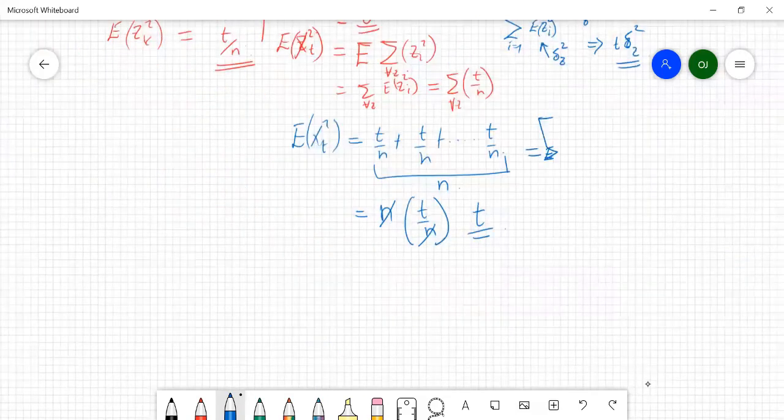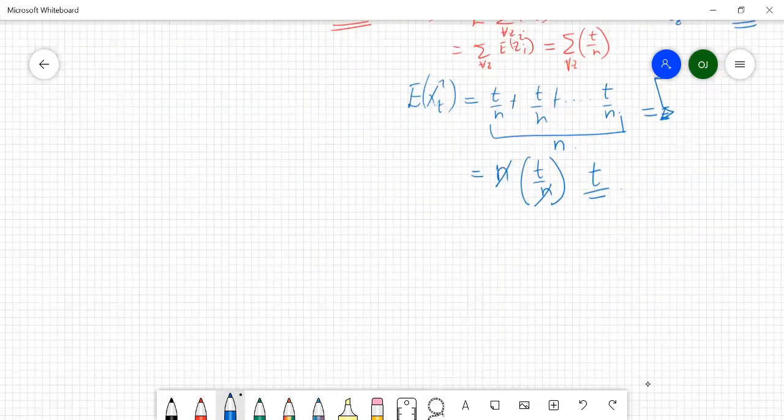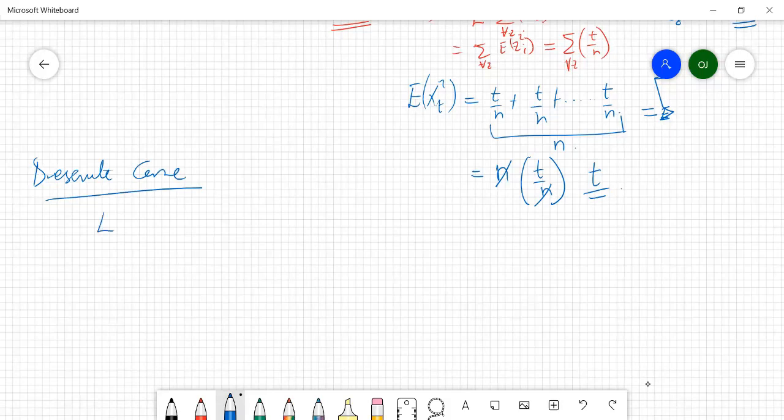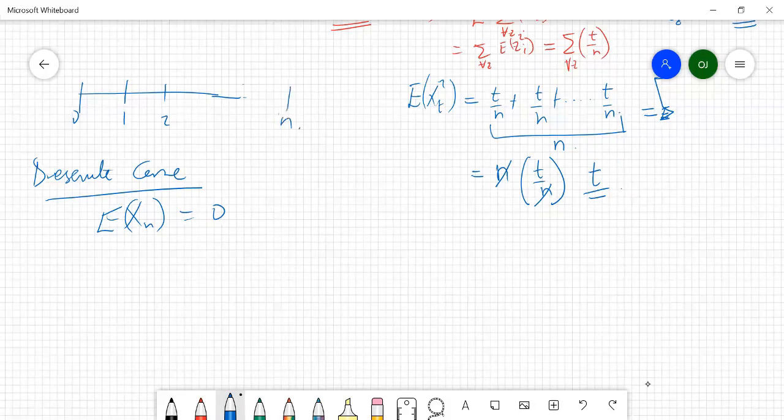Yes, doctor. So that means for this discrete case, the expected value of xn is equal to 0. Of course, when we have our time 0, 1, 2, up to n, for example, then the expected value of xn squared was given as t. Remember, in the previous area, this is t.